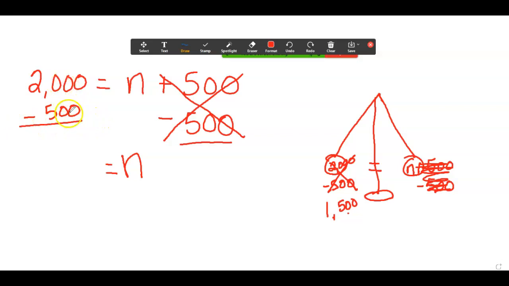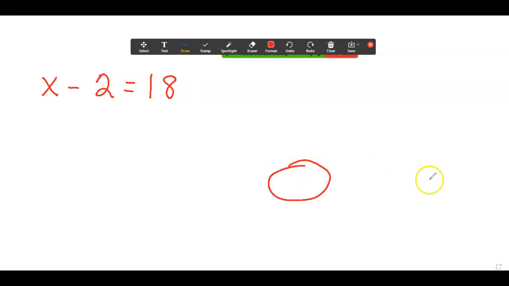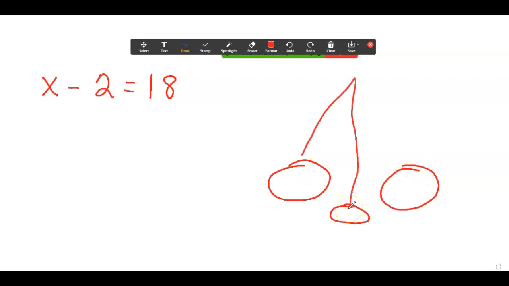So 2000 minus 500 is 1500. All right, let's do another one. X minus 2 equals 18. Make my scale a little bit bigger over on that side. Maybe that'll help. Okay. X minus 2 is equal to 18.